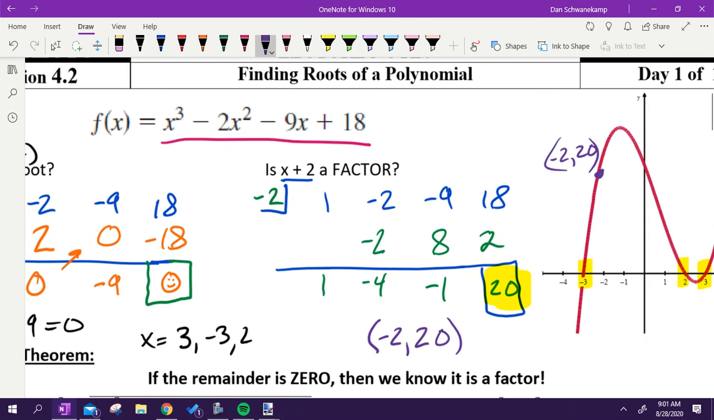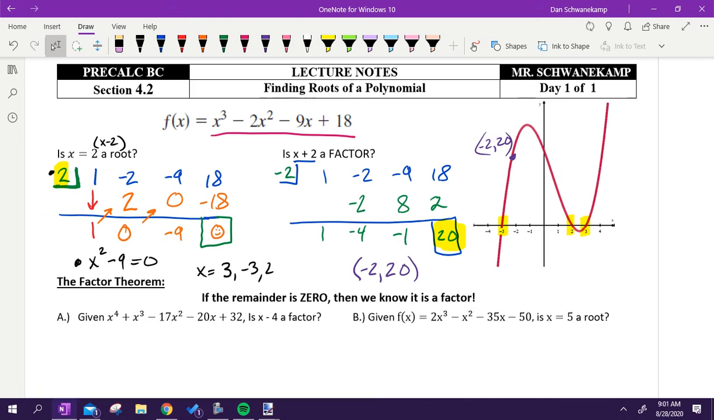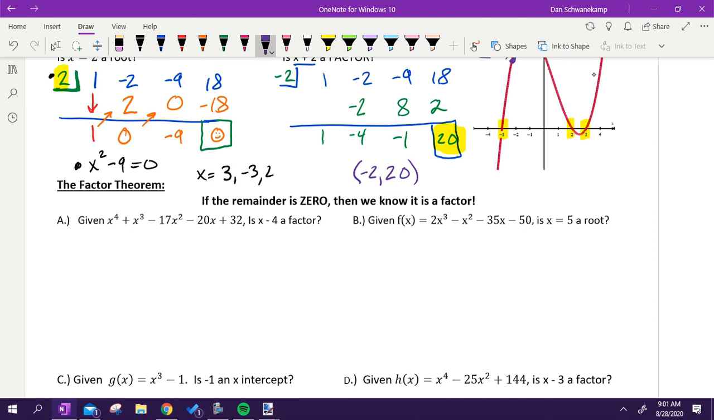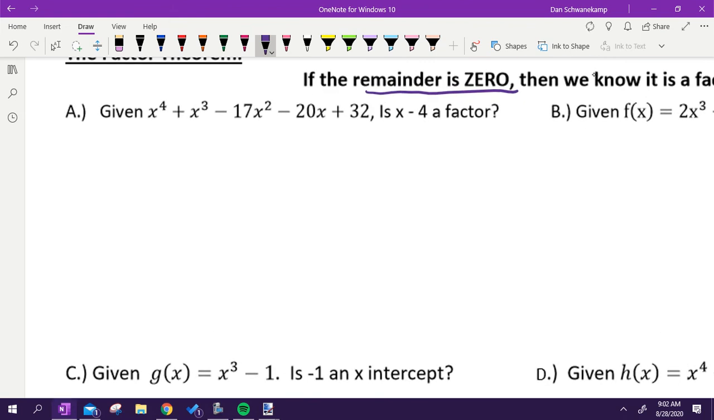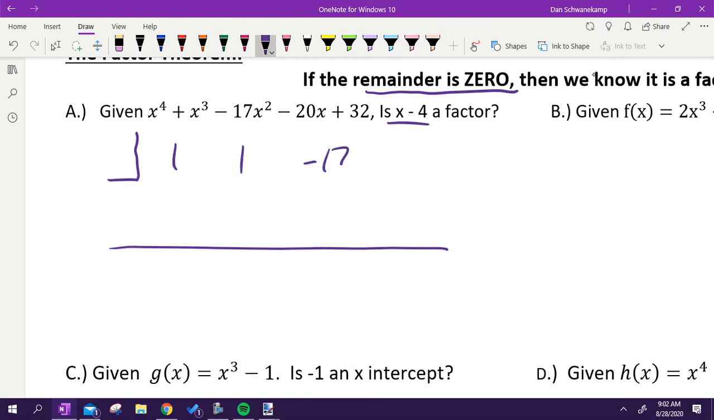Questions so far? All right, so the first thing we're learning, you just already learned, that is called the factor theorem. Okay, if you do synthetic division and the remainder is 0, then we know it's a factor. Okay, that's the key to what we're doing. So given this polynomial right here, we're trying to decide if x minus 4 is a factor. So we're going box and a line. 1, 1, -17, 20, and 32. Mm, if I'm trying to decide if x minus 4 is a factor, what number's going in the box? 4. And a -20. I forgot the negative sign there, yes.